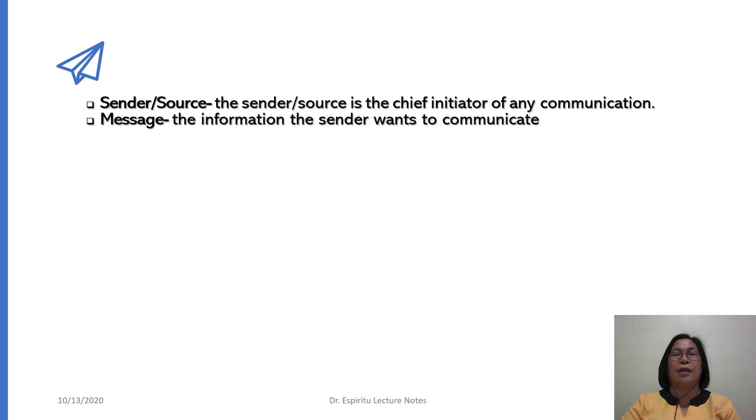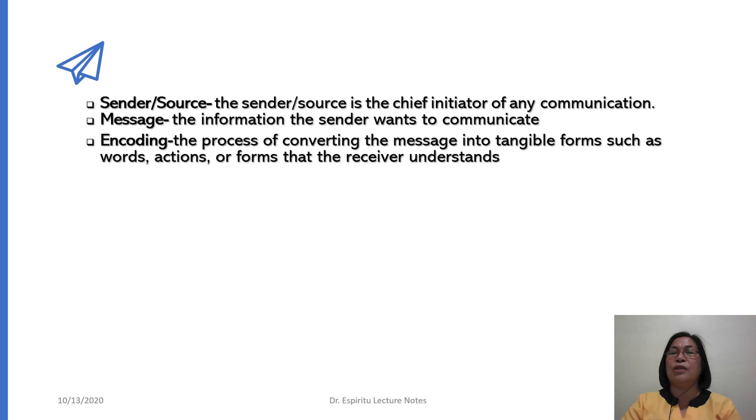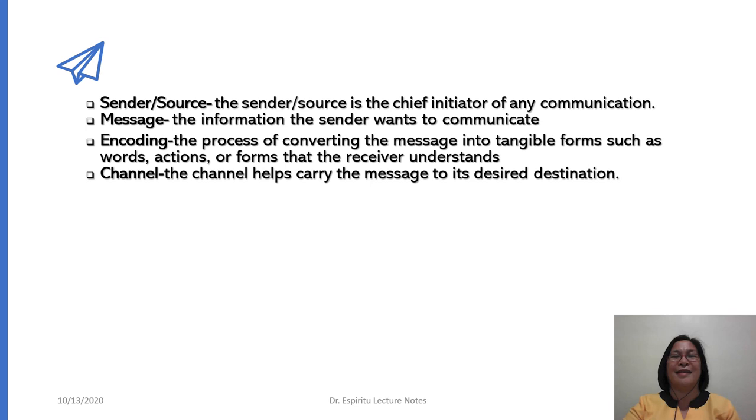Then encoding, the process of converting the message into tangible forms, such as words, actions, or forms that the receiver understands. So the basic process that we use is language, "hi." Or we also incorporate a smile and eye contact. Then the channel. The channel helps carry the message to its desired destination. So in a face-to-face situation, you use words and you face each other. But in an online situation like this, you may use video calls, text messages, chat, and other forms.